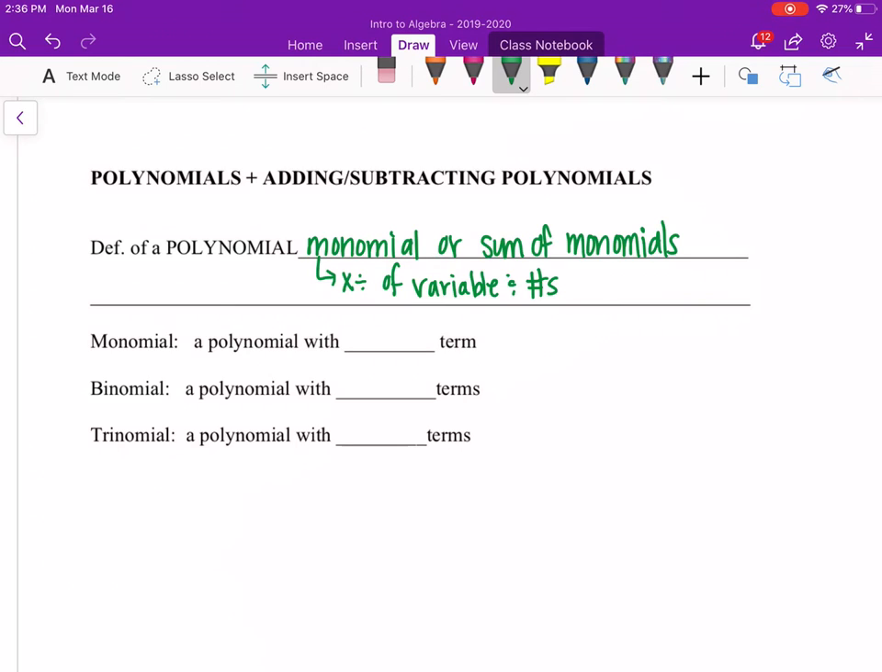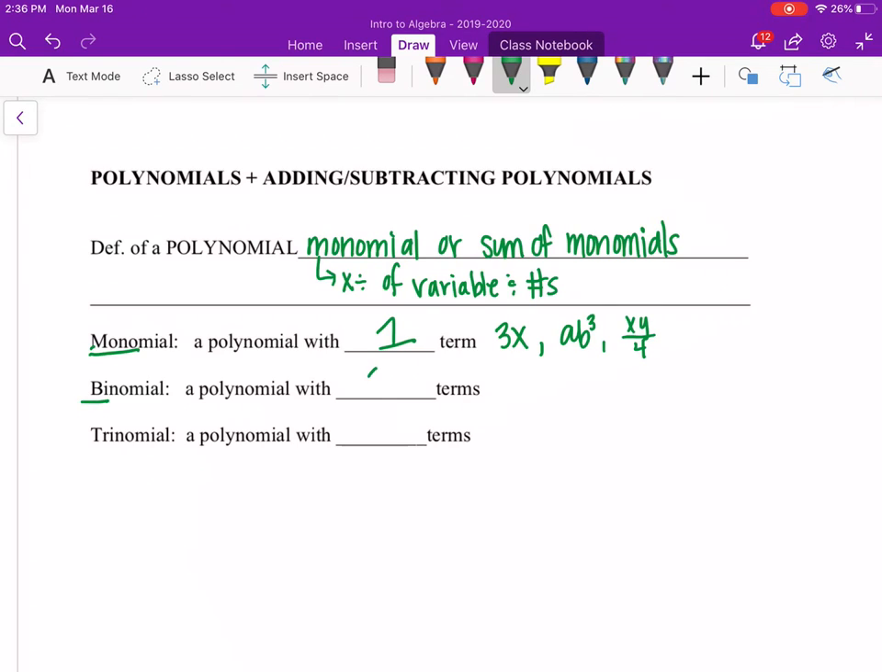So we classify them typically on how many terms they have. So if something just has one term, it is called a monomial. So 3x is one term. That 3 is being multiplied with the x. ab to the third, all of that is just being multiplied. xy over 4, all of that is just being multiplied and divided, which makes it a monomial.